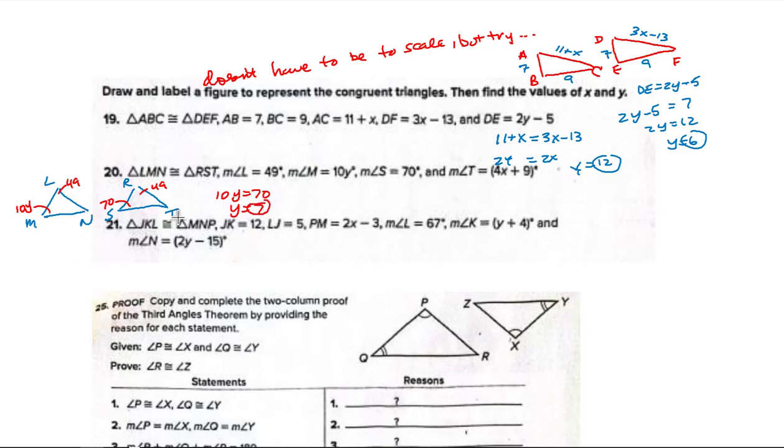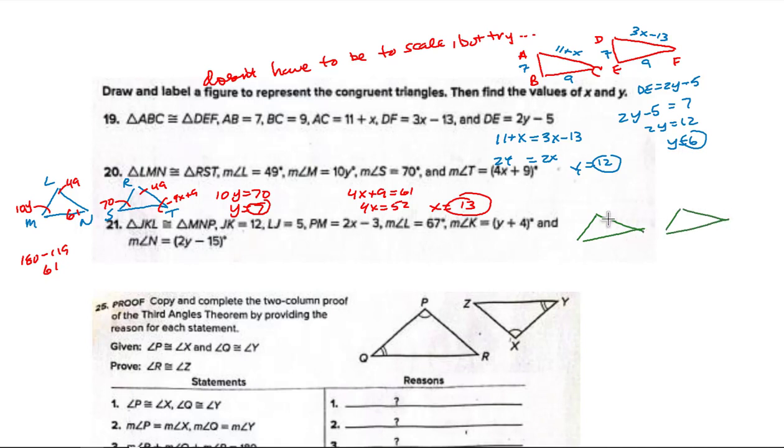Now we have to find x. Using triangle sums, we can figure out what the measure of angle N is, and then that's going to equal 4x plus 9, which is its matching congruent angle from the other triangle. So 4x plus 9 is equal to 61, which gives us x is equal to 13. So y is equal to 7, x is equal to 13.